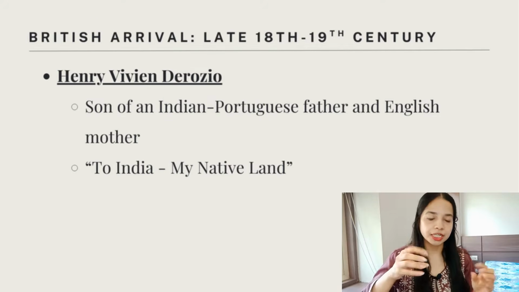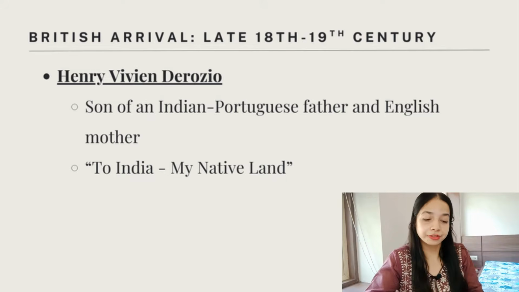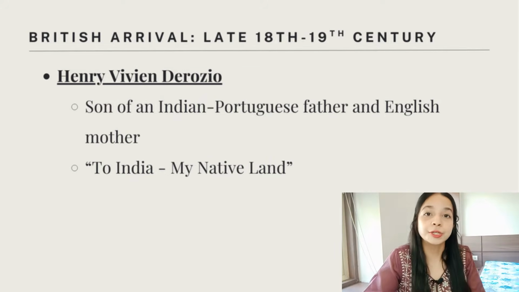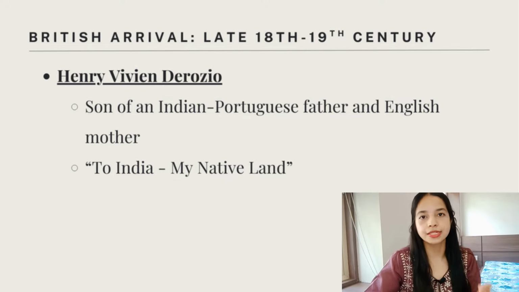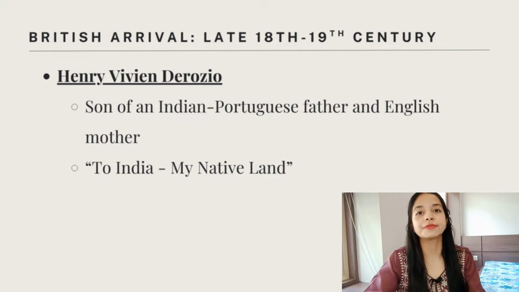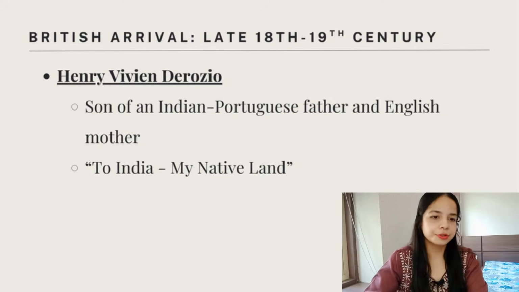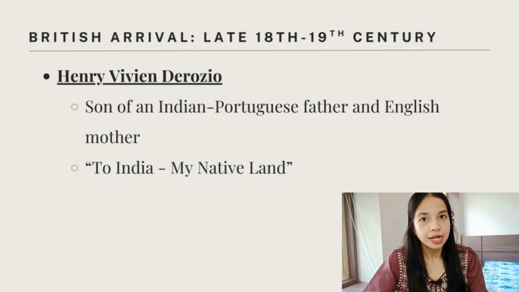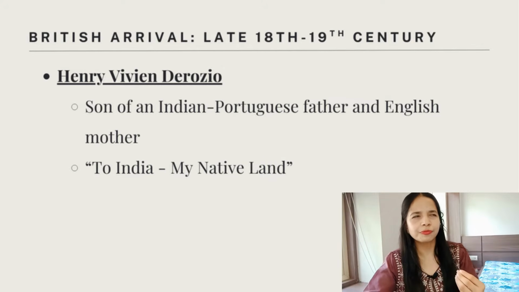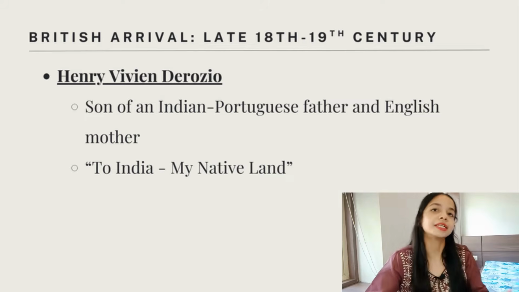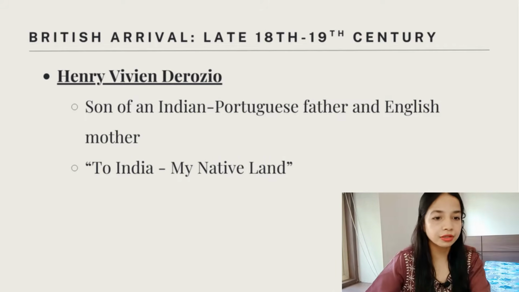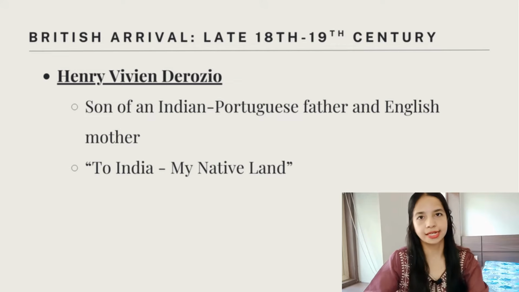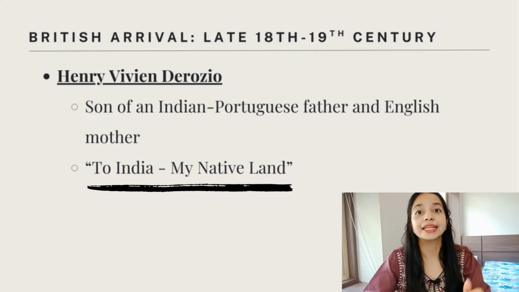The second key figure that you need to know, especially during this period, is one of the radical teachers and also considered to be one of the first Indian English poets of note, and that is Henry Vivian de Rozier. Henry Vivian de Rozier was a son of an Indian Portuguese father and English mother. But at the same time, the kind of poetry that he produced was of very Indian culture, of very Indian taste. The best poem that I can give you an example of, and which is frequently asked in NET exam, is To India, My Native Land.